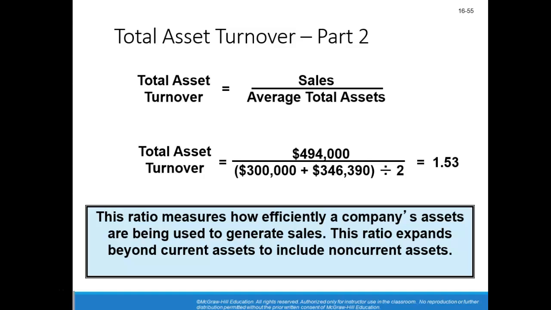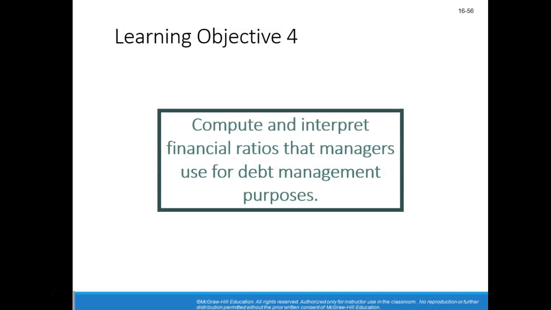So we're looking at the use of assets to generate sales. To explain this, we're saying each dollar in assets generates sales of $1.53. Okay? We'll now focus on debt management. We'll look at some different ratios that focus on debt management.